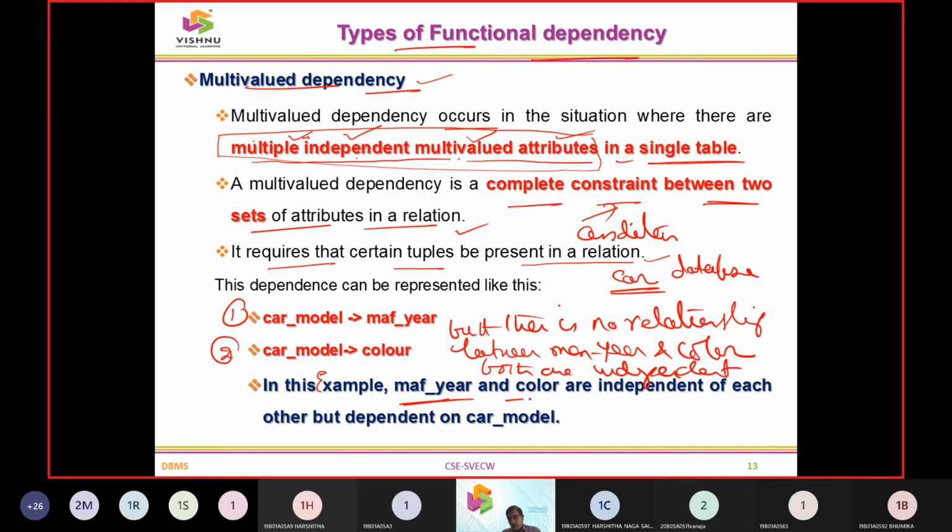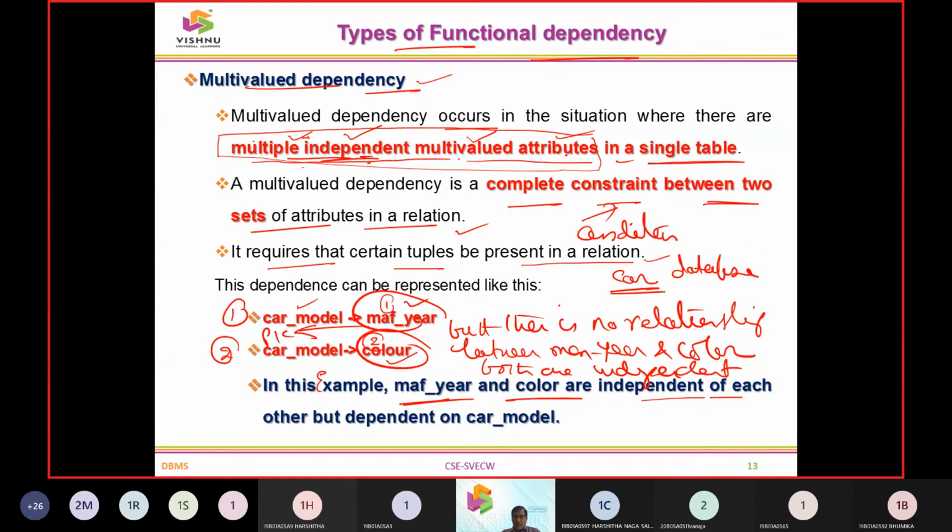So manufacturing year and color are independent, and there is no relationship between manufacturing year and color, but still both of them are useful to get the car model. So now, multiple independent. What is multiple independent? Manufacturing year, color. These two items we call multiple independent.